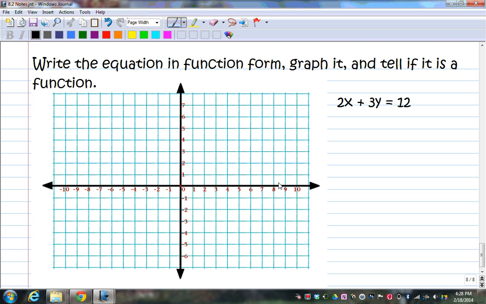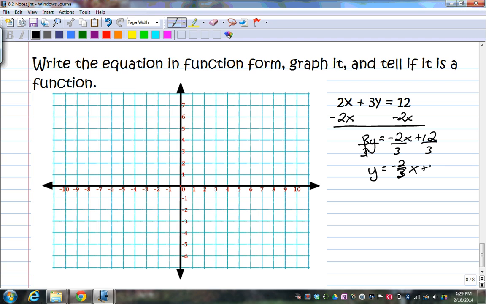Pause the video. Okay. So for this one, the first thing I want to do is get rid of this 2x by subtracting 2x from both sides. On the left, I have 3y. On the right, I have negative 2x and a positive 12. Then I'm going to divide by 3 on all terms. And I'm left with y is equal to a negative 2/3 x plus 4.